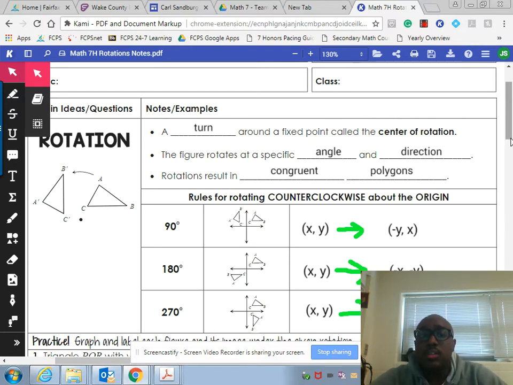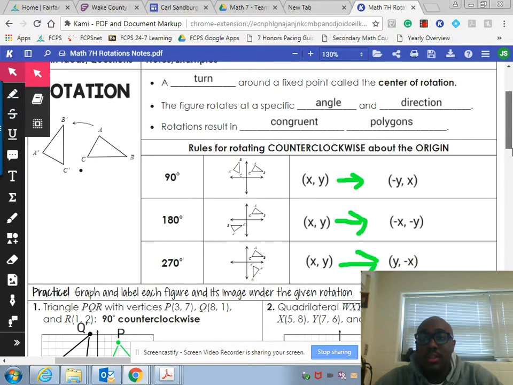And these rotations result in congruent polygons. There's that congruent word again. That congruent word continues to come up throughout this entire unit. Congruent meaning same. So pretty much the rotations result in the same shapes. Same size, same shapes, just turned slightly differently.